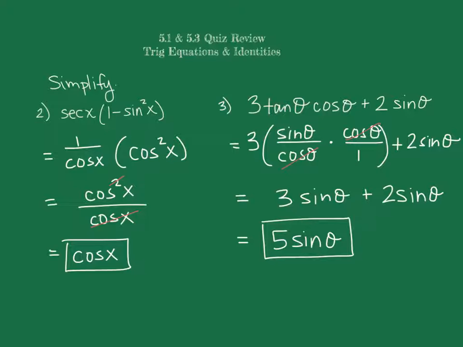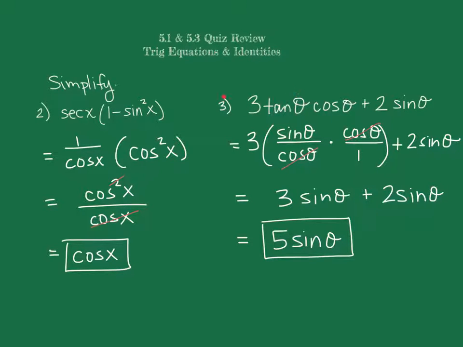All right, take a look at number 2. Secant is 1 over cosine. 1 minus sine squared is just the rearrangement of sine squared plus cosine squared equals 1. So 1 minus sine squared is cosine squared. Then we can write it as a single fraction and cancel out a cosine top to bottom. So if you cancel out a cosine from cosine squared, you're left with just cosine. If you cancel out a cosine from cosine, you're left with 1. So our answer is cosine.